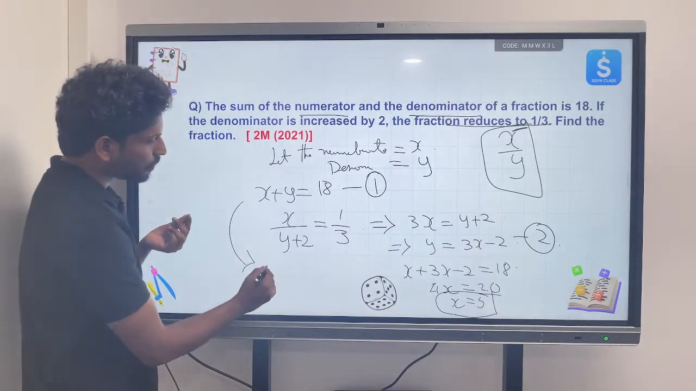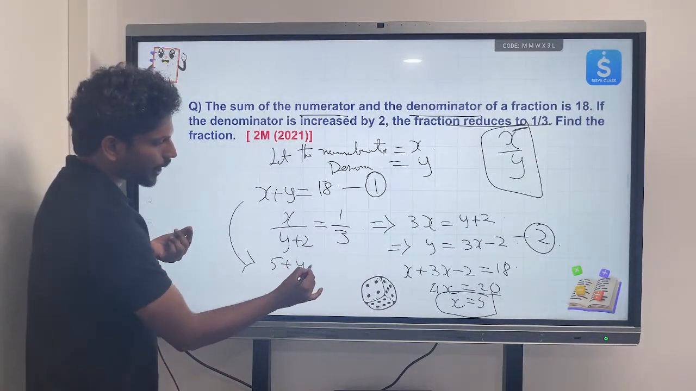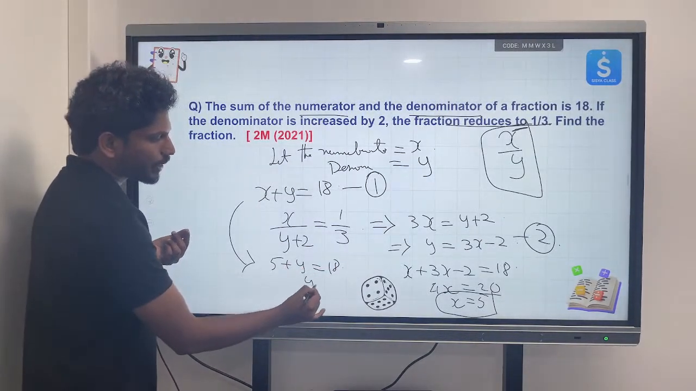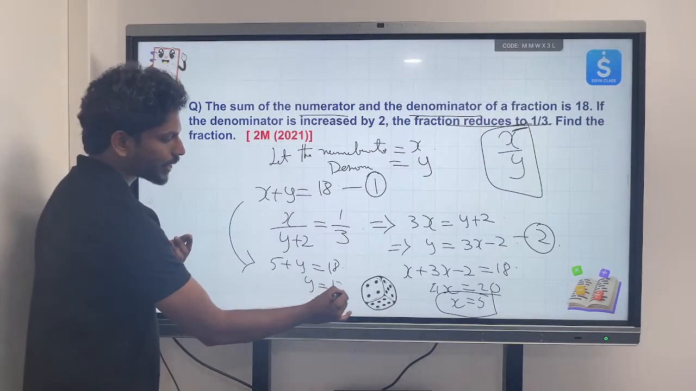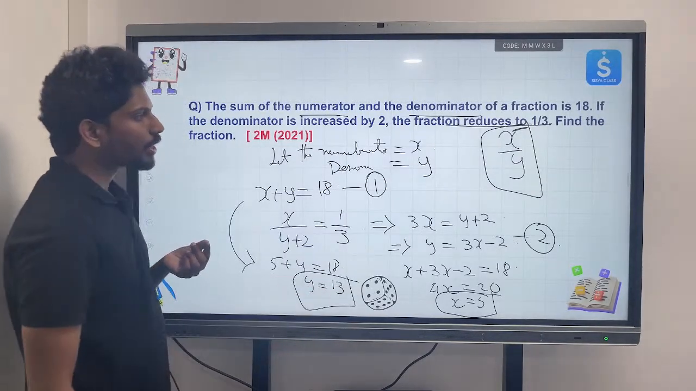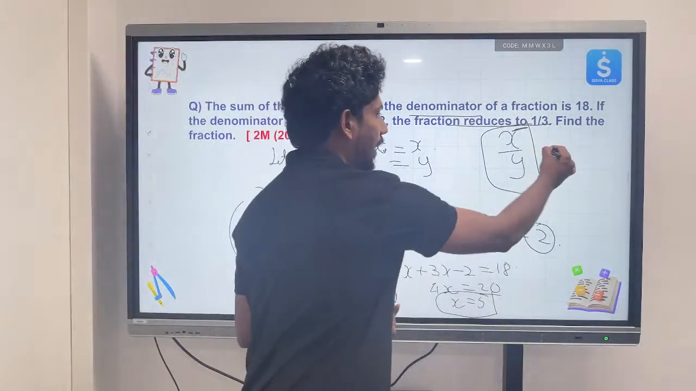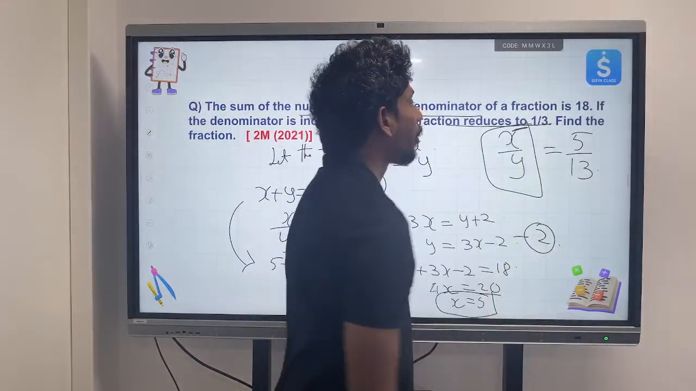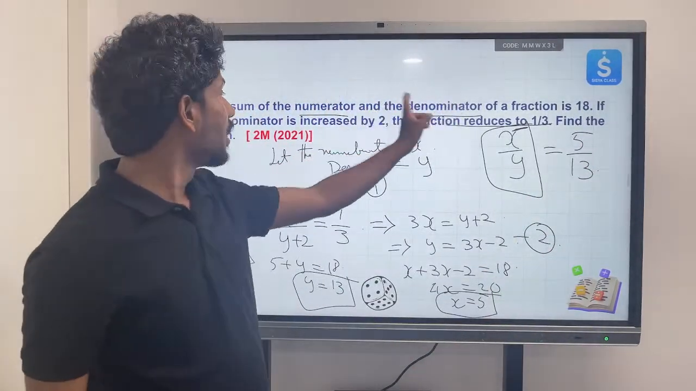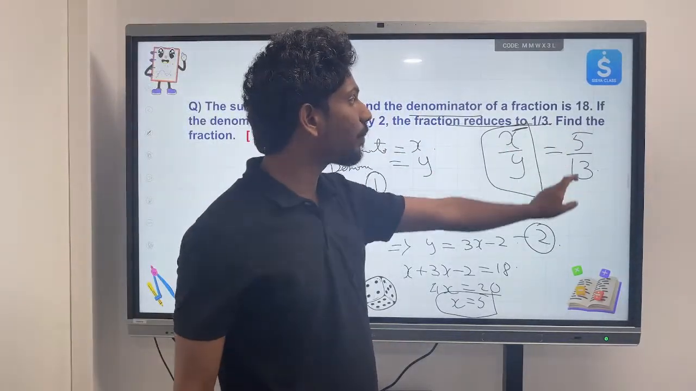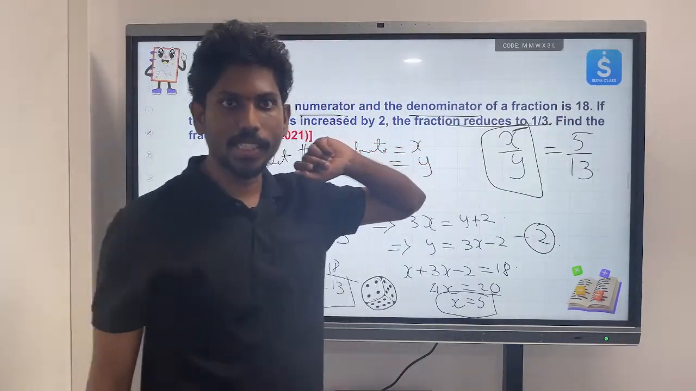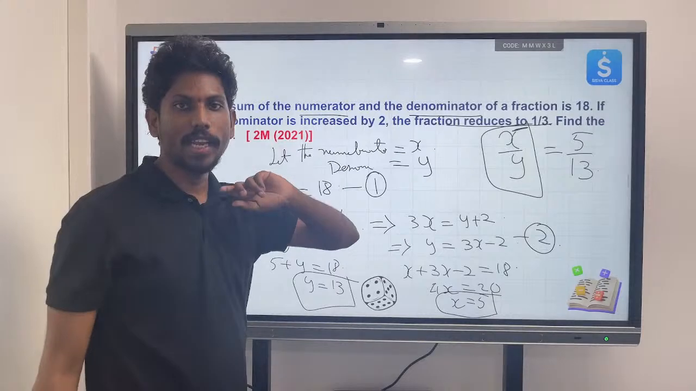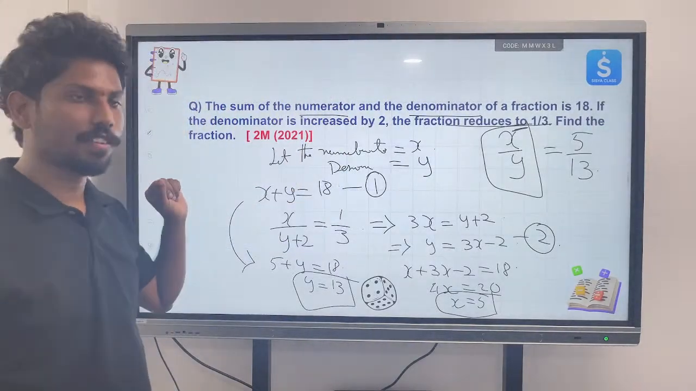So if you substitute here, 5 plus y equals 18, y is equal to 18 minus 5, that is 13. So you got the final answer to be what? x is how much? 5, and y value is how much? 13. Now you can re-verify this answer once again. If you add the numerator and denominator, what is 5 plus 13? 18. Did you get the answer? Hence, you can again validate your answer from the question itself, right?